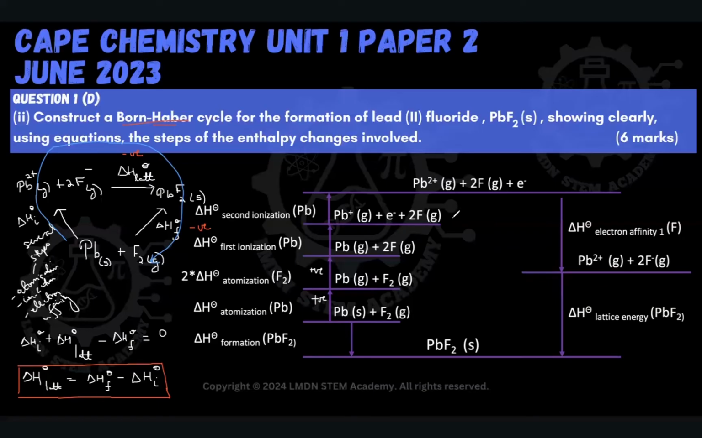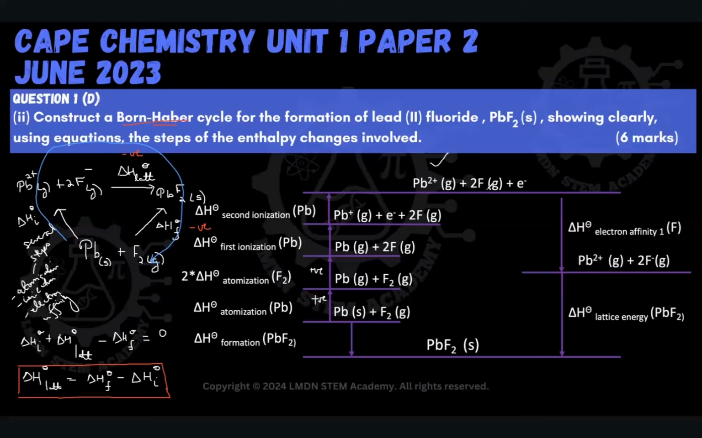We're going to have to also do a second ionization of the lead, the Pb+. So we're going to take off again another electron from it, thus forming Pb2+ in the gas phase. And we're going to write the electron beside it as well. And we still have our 2 F atoms in the gas phase. Okay? So far, we formed the Pb2+ gas ion, which we need in order to form the PbF2. So we're good on this part.